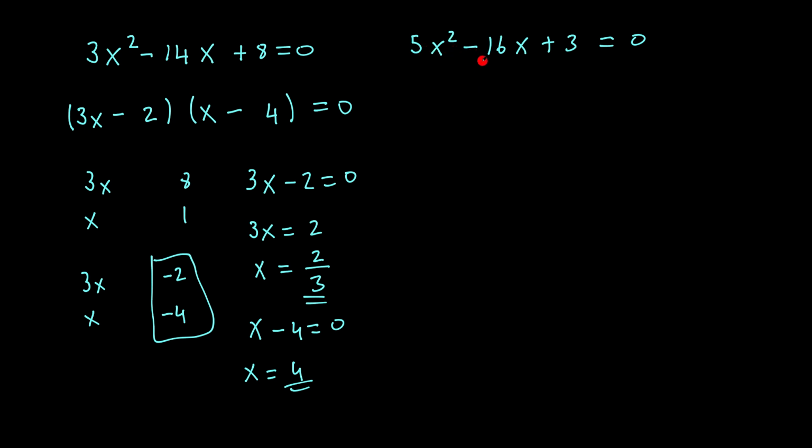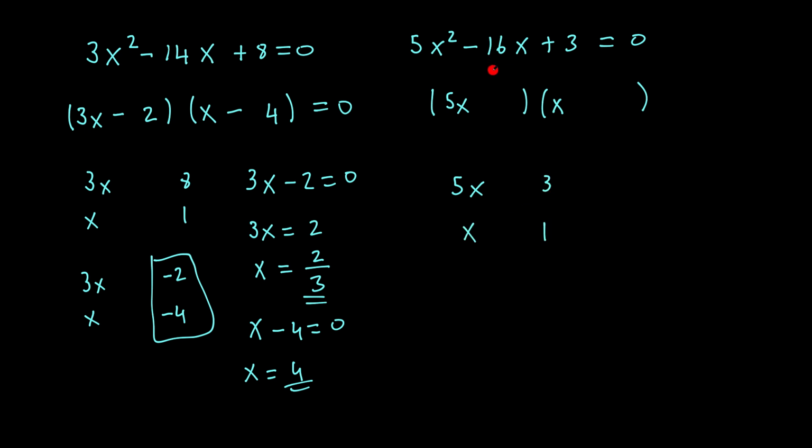So we have 5x squared minus 16x plus 3 is equal to 0. Once again, we list the factors of 5x squared, and there's only one possibility for that, and that is 5x and x, because 5 is a prime number, so you only have 5 and 1 as the factors of 5. 3 again is a prime number, so we put the factors down for 3, which are just 3 and 1.